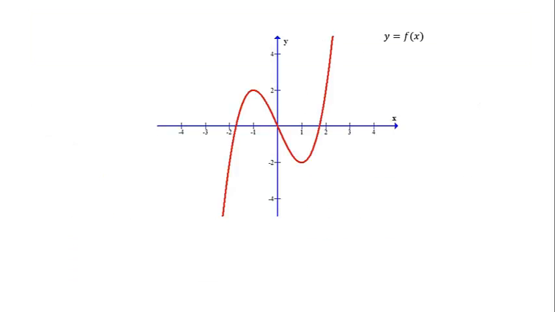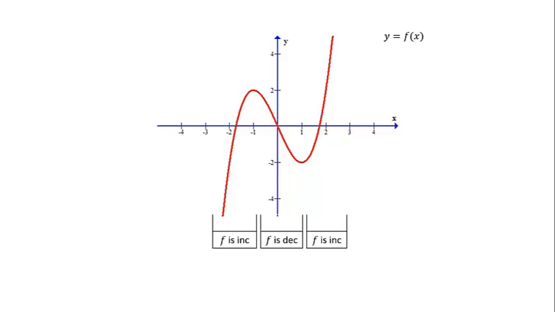Let's look at the graph of a function y equals f of x. Notice that the function is increasing when x is less than -1, decreasing for values of x between -1 and +1, and then increasing again for x greater than 1.